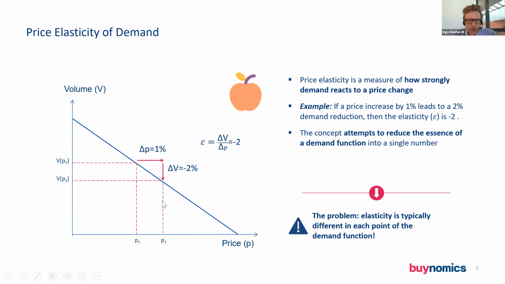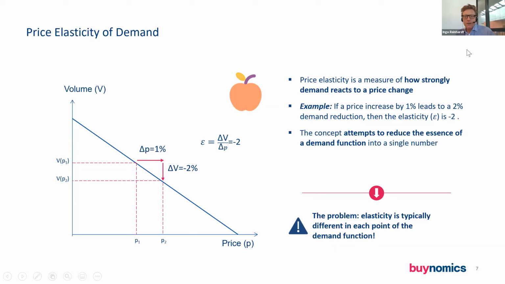So simply put, the price elasticity compares how a price change, so you increase the price here by 1%, affects the volume change. So a 1% price increase in this case leads to a 2% volume decrease, and that means your elasticity is -2 in this case.